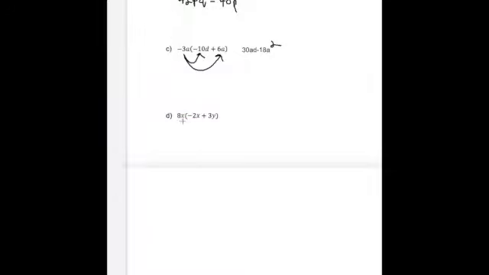Then the next one, you do 8x times minus 2x. 8 times 2 is 16, there's a minus there, so minus 16. And it's x squared, because the 8 has an x next to it and the 2 has an x next to it. So there's two x's. When you times x's by each other, you should get squared. And then 8x times 3y, 8 times 3 is 24, and then 24xy.